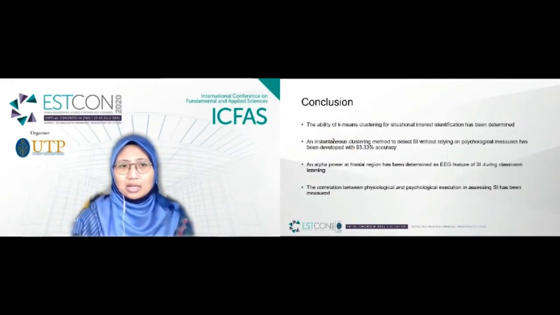And lastly, for the conclusion, the ability of k-means clustering for situational interest identification has been determined. An instantaneous clustering method to detect situational interest without relying on psychological measures has been developed with 93.33% accuracy. And alpha power at the frontal region has been determined as the EEG feature of situational interest detection during classroom learning. And lastly, the correlation between psychological and physiological execution in assessing situational interest has been measured.